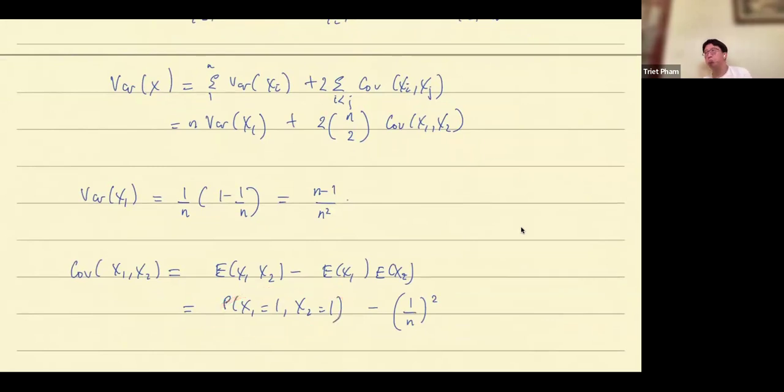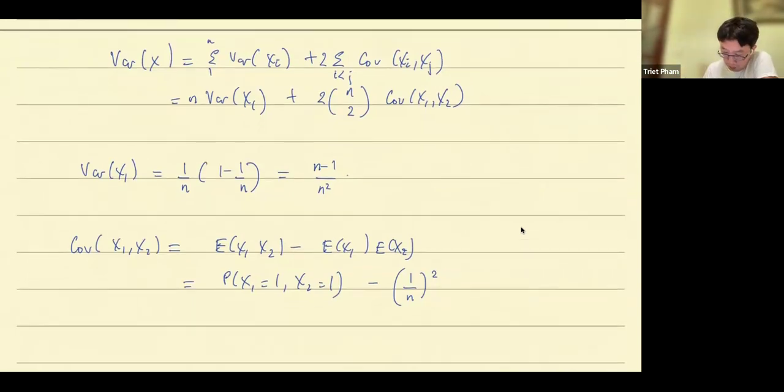So what is this? What's the probability that the first person gets his right hat and the second person gets his right hat? Well, the answer is 1/n for the first person and 1/(n minus 1) for the second person.